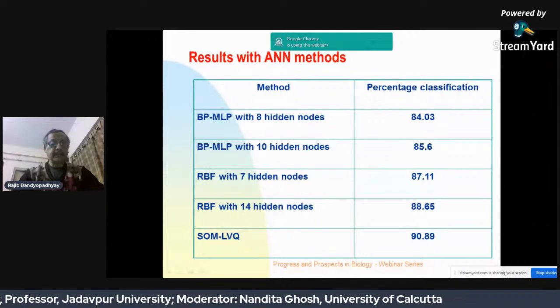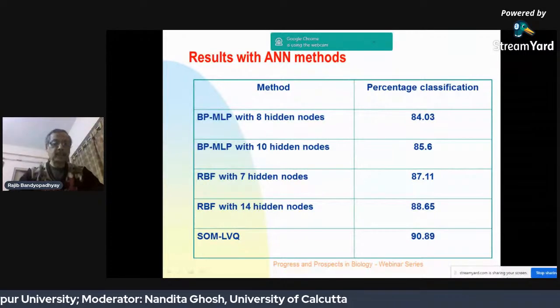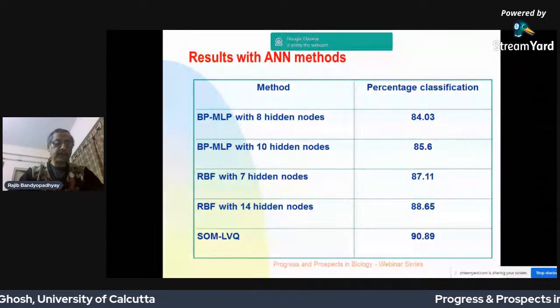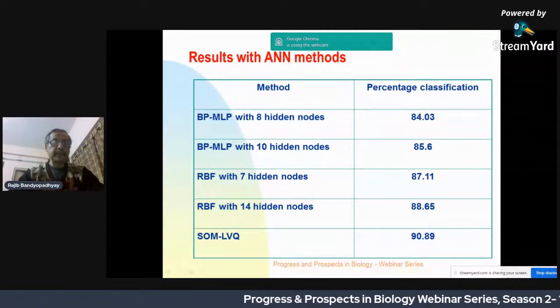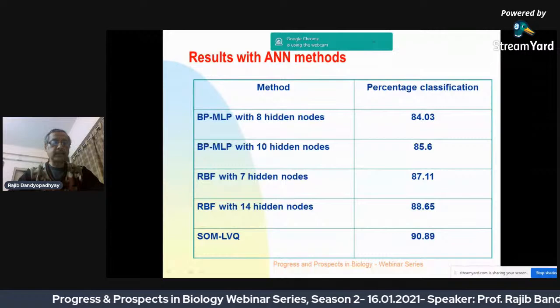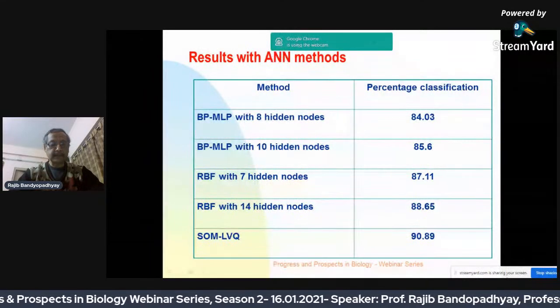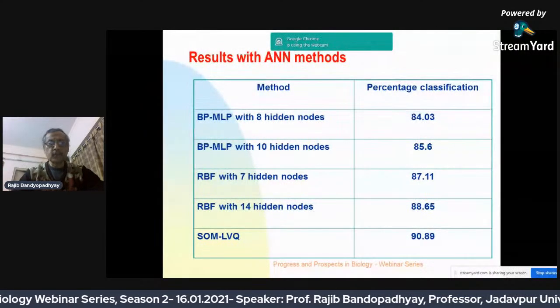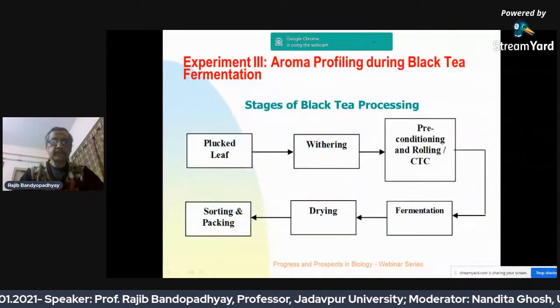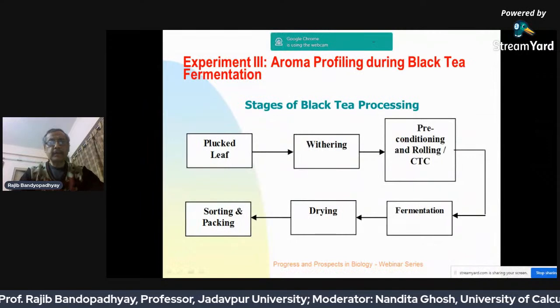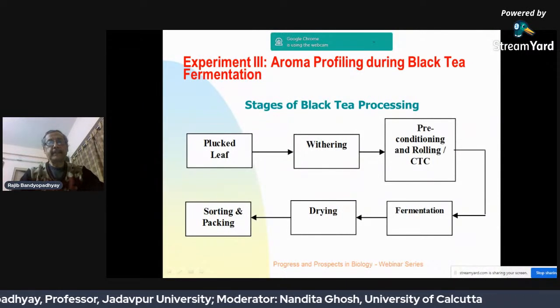But later we found that tea tasting is really not so easy, and we focused our research in a different direction. Rather than going directly with the tea tester score, we try to find out the concentration of the important markers of tea. So we are now trying to develop different sensors for that. This is another application: aroma profiling during black tea fermentation.